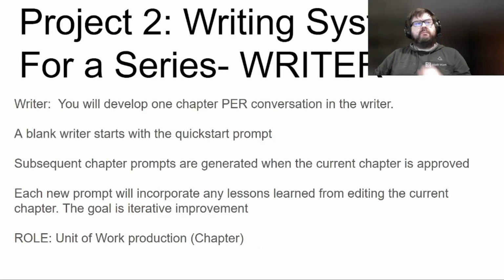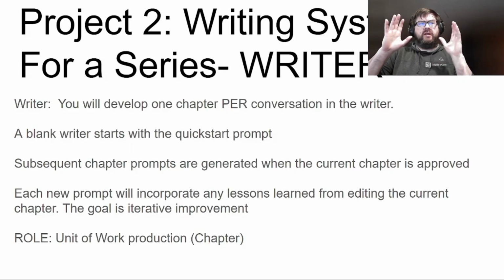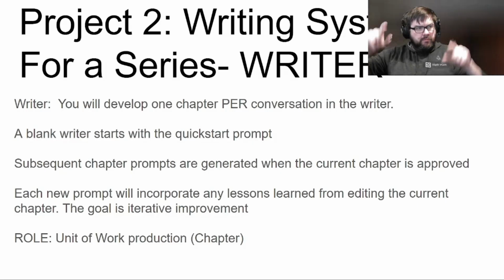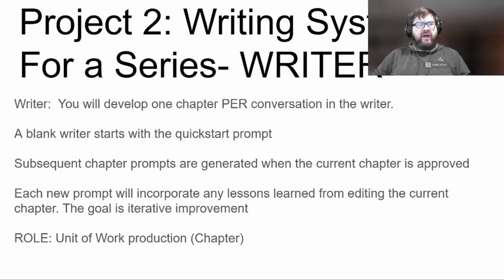The next project that it will create is the writer. The writer will develop one chapter per conversation. Why is that? Because of the tokens and the context windows and AI stuff that you don't want me to go on and on about. Point is, it needs to be one conversation. I tried to make one that would write the whole book in a conversation, and it would crash, and it took forever, and it just had a lot of problems.